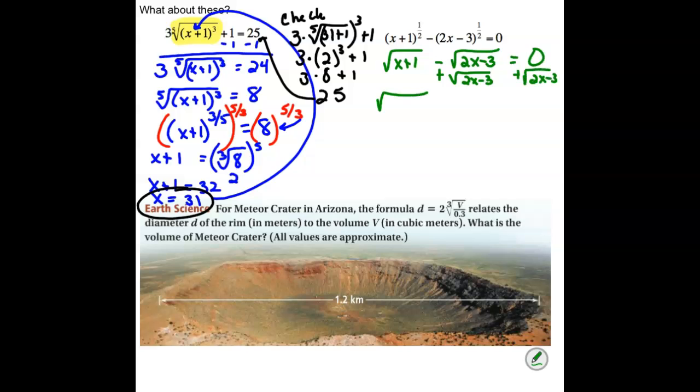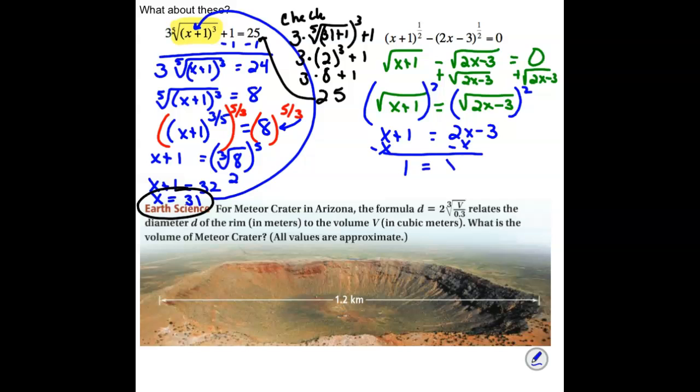So now I have the square root of x plus 1 has to equal the square root of 2x minus 3. And now to undo a square root, we are simply squaring both sides. Squaring this gets us x plus 1. Squaring the right side, we get 2x minus 3. Getting x's to one side and getting the x by itself, we're going to add 3 to the other side. So we end up with x equaling 4.